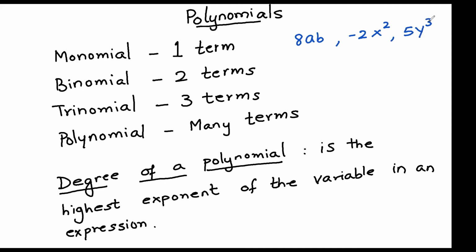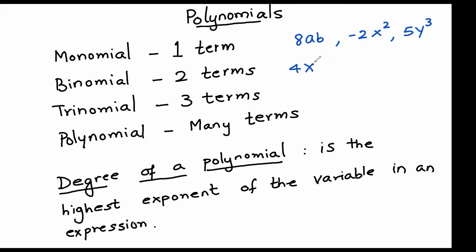So keep in mind that whenever you have only one term, it can have n number of variables in it, right? So for example, if you look at this term 8ab, you have two variables in this. It doesn't matter how many variables you have, but if it has only one term, then we call that a monomial, okay? Binomial is an expression that has two terms.